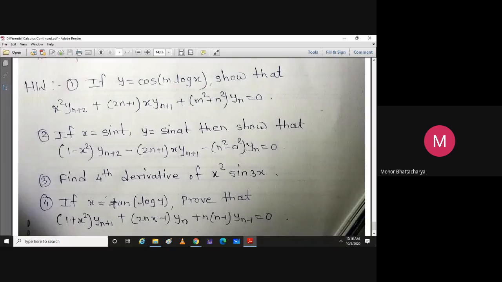Sir, we will differentiate as it is, no? Yes. Its first derivative will be minus sin of m log x into m by x, isn't it? Yes. We take x to the other side, differentiate two times, then we get x square y2 plus xy1 plus n square y equal to 0, and then we find the nth derivative. Right.